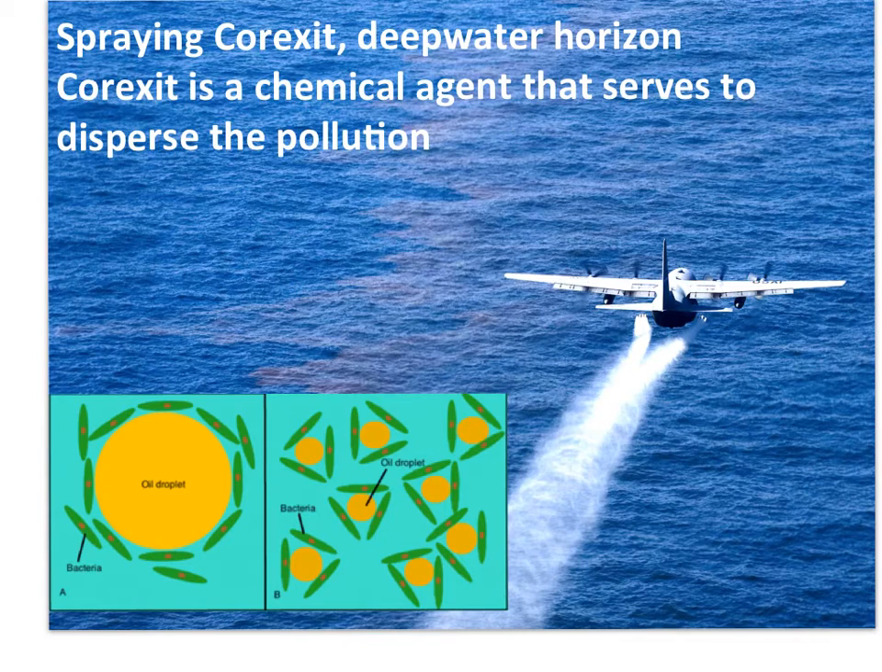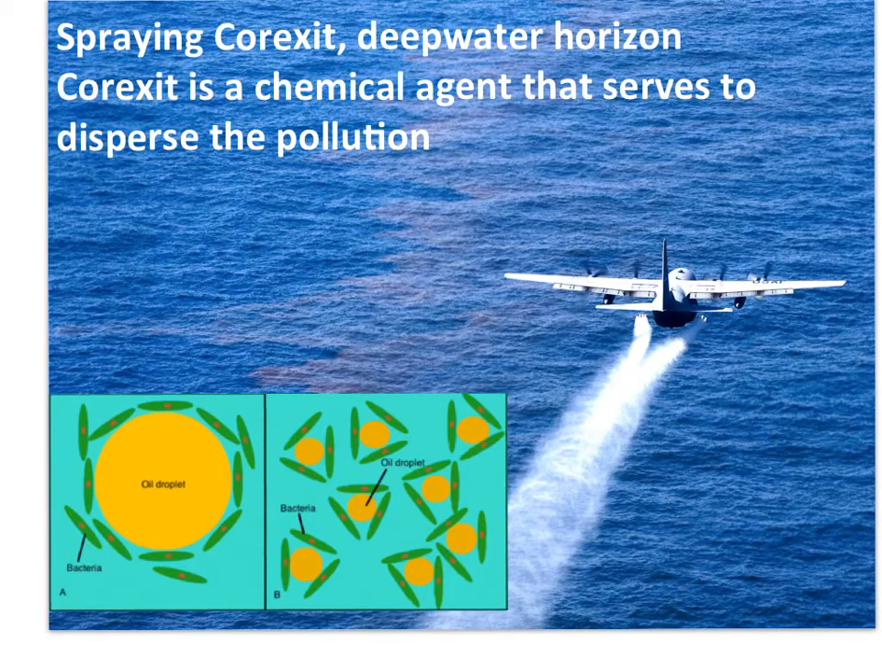Corexit was a dispersant used to break apart the oil that was spilled in the Deepwater Horizon incident in the Gulf of Mexico in 2010. You can see the outcome of the dispersal agent here in the lower left corner. The large droplets are broken down physically into smaller droplets. This would serve to increase the surface area on which bacteria would act to further mitigate the effects of the pollutant.